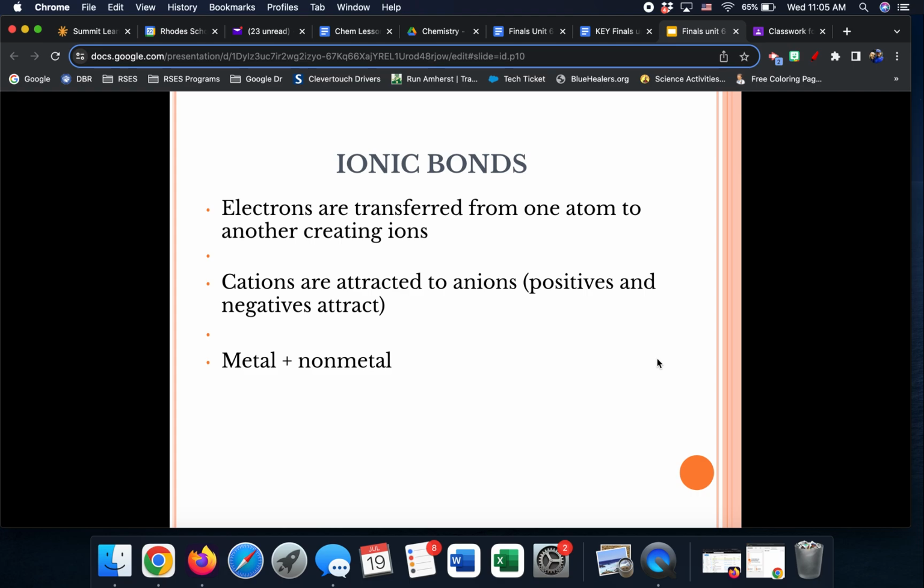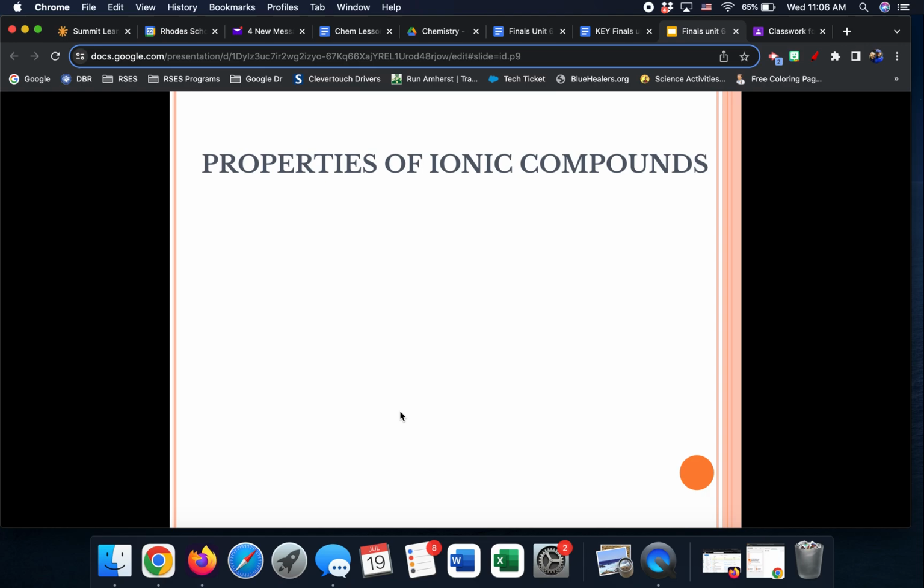Ionic bonds are also formed between a metal and a non-metal. So we're talking about stuff from the left side of the periodic table, the metals, combined with stuff from basically groups 14 through 17, the right side, the non-metals. The left side forms cations because they need to lose electrons, so they're going to be positive. The non-metals, the right side, want to gain electrons, so they're going to form anions, becoming negative.